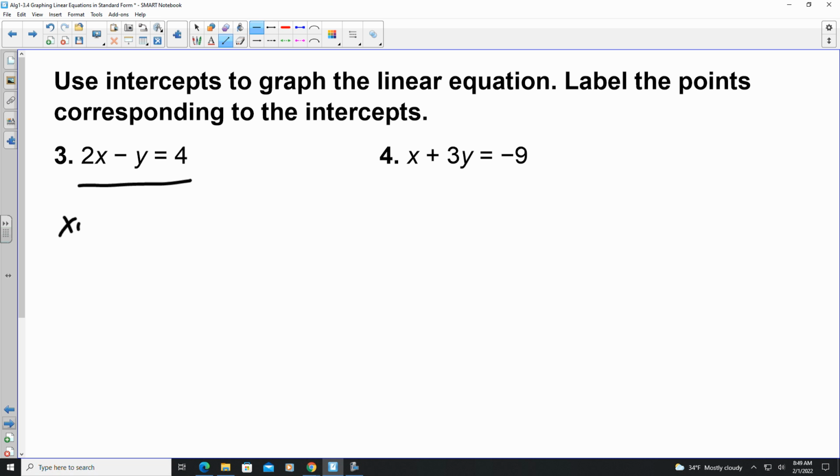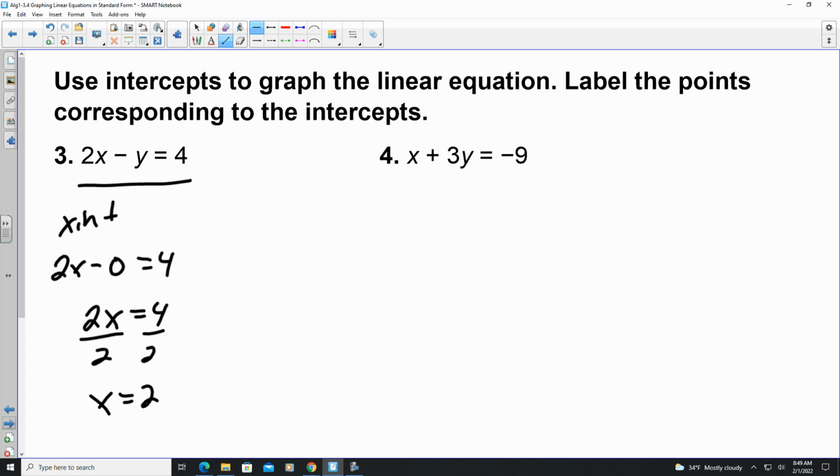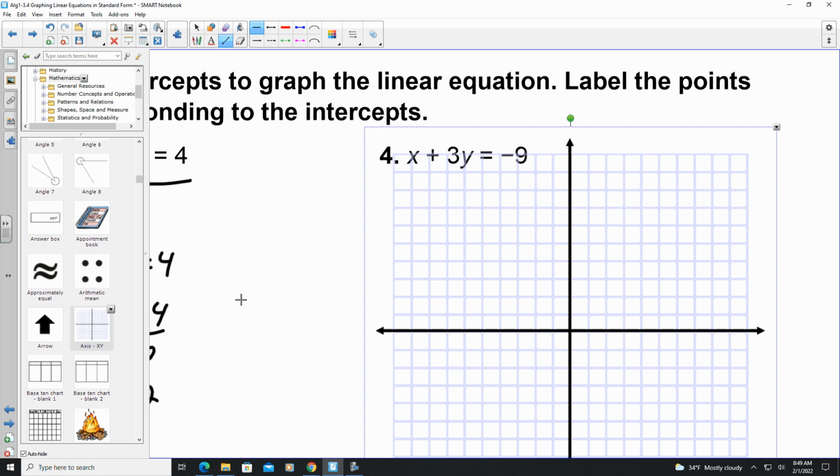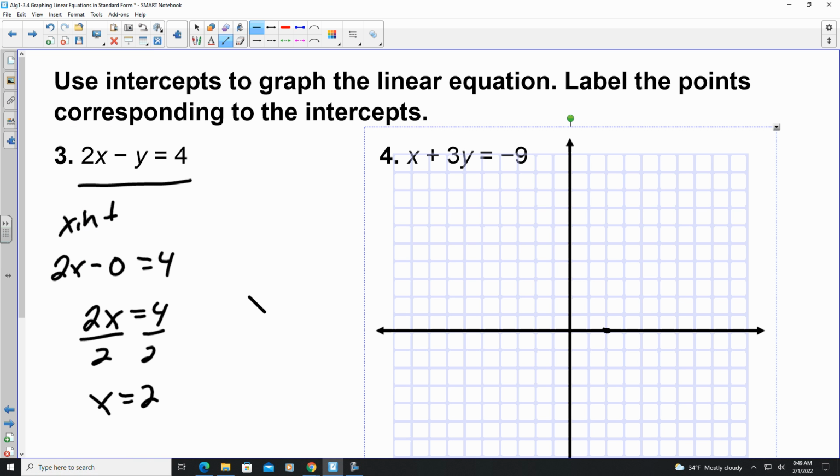Let's find the x-intercept. What we can do is take 2x minus 0 is equal to 4. So now I just have 2x is equal to 4. Divide that by 2, x is equal to 2. So my x-intercept is 2. When I go over here and plot the point, 2 comma 0 is my value for the x-intercept.